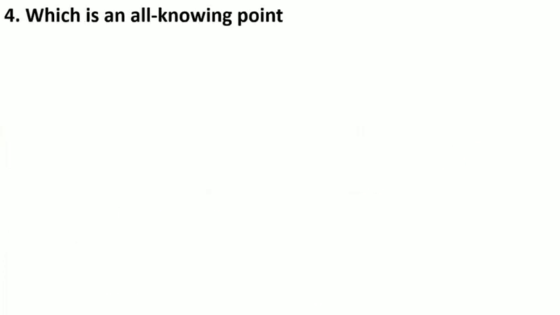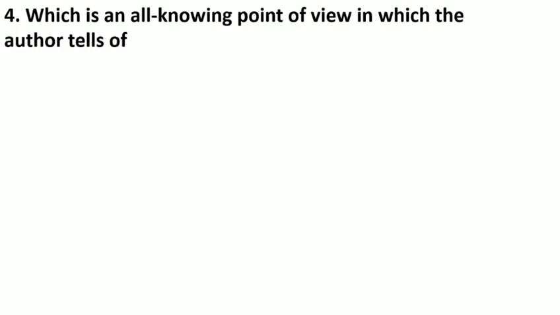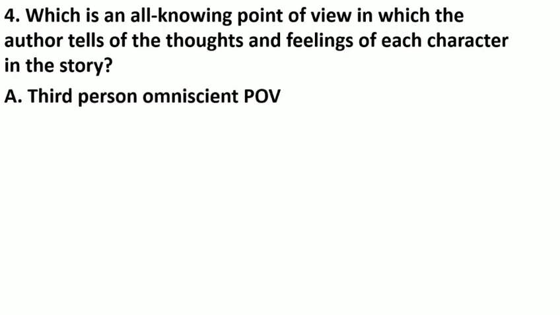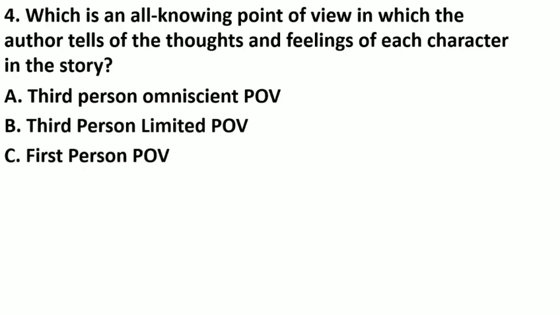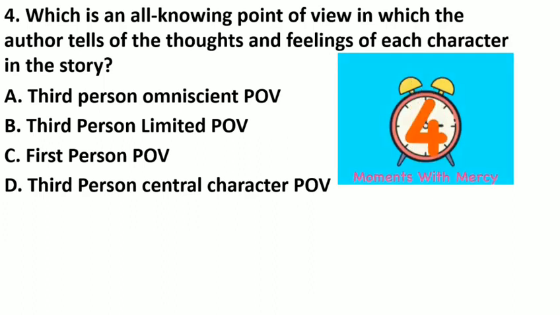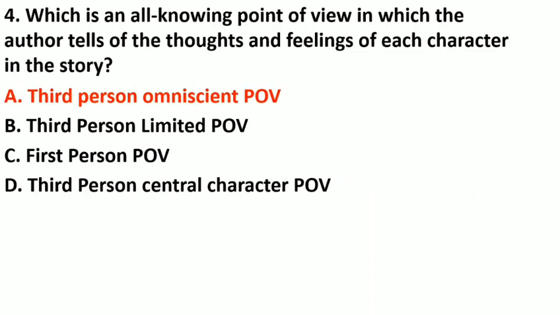Number 4. Which is an all-knowing point of view in which the author tells of the thoughts and feelings of its character in the story? A. Third-person omniscient point of view. B. Third-person limited point of view. C. First-person point of view. And D. Third-person central character point of view. The correct answer here is option A. Third-person omniscient point of view. All-knowing is omniscient.